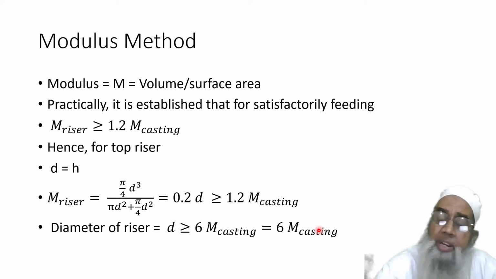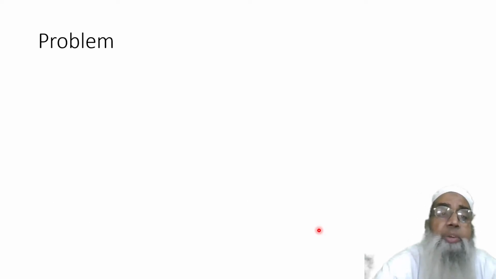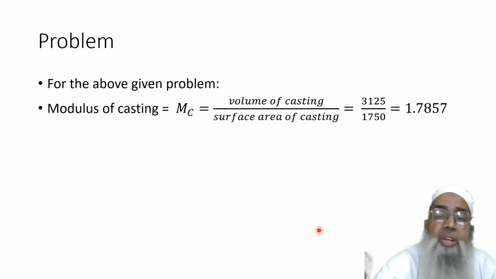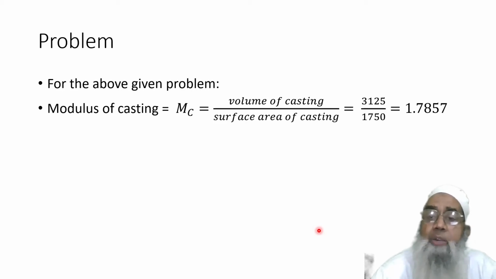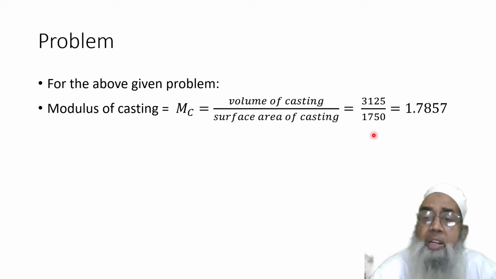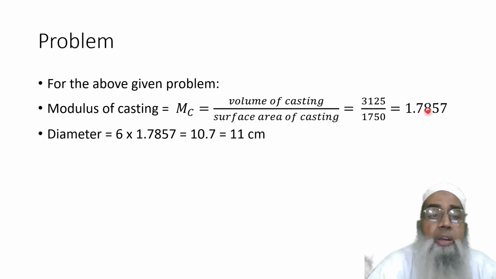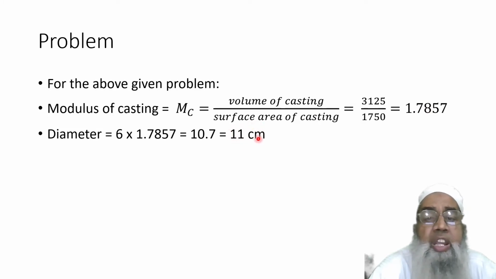We know the modulus of the casting, and we can solve the same problem. It is the volume of the casting we have calculated earlier divided by the surface area of the casting, and it comes out to this, with 1.78, and therefore the diameter can be calculated. And now you can see it is very much close.